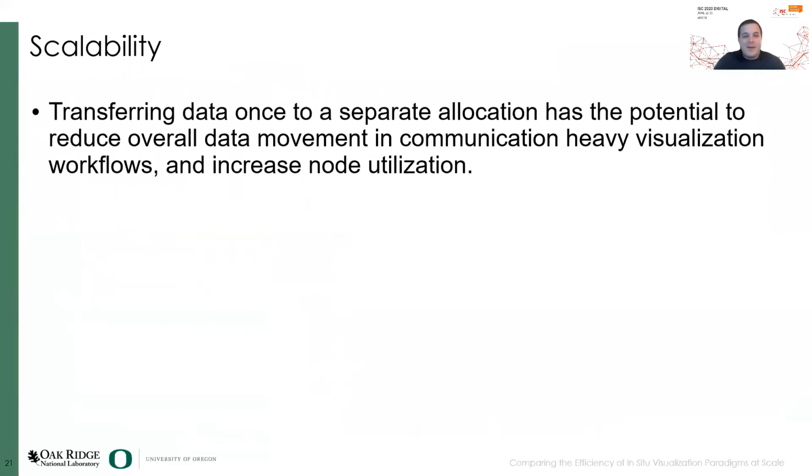So let's talk a little bit now about scalability. What does that mean in general? Transferring data once to a separate allocation has the potential to reduce overall data movement in communication-heavy visualization workflows and increase node utilization. So what does that mean pictorially?